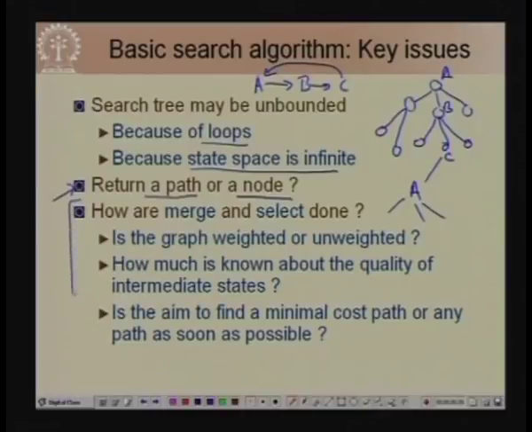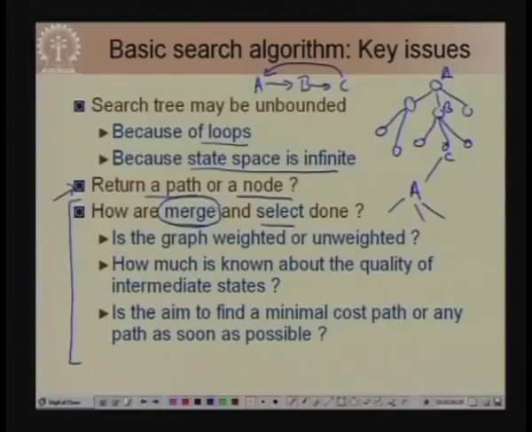Then, very important for the design of a search problem is to discuss how merge and select are to be done. That is, when we put the successors of the current generated node in the fringe, where should we put the successors? In the beginning, in the end? So, how we should put the nodes in the fringe, and also how select is done. Do we select the first node? Do we select the cheapest node? And so on.